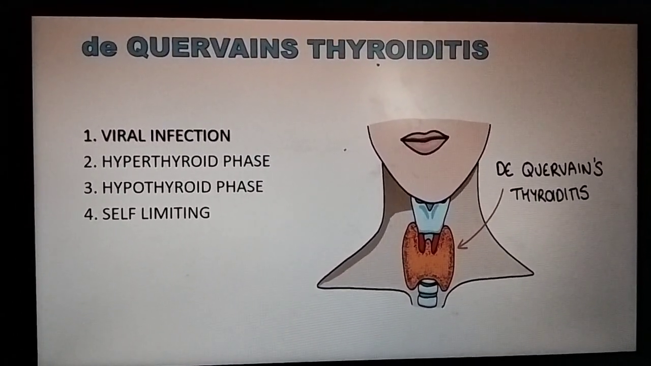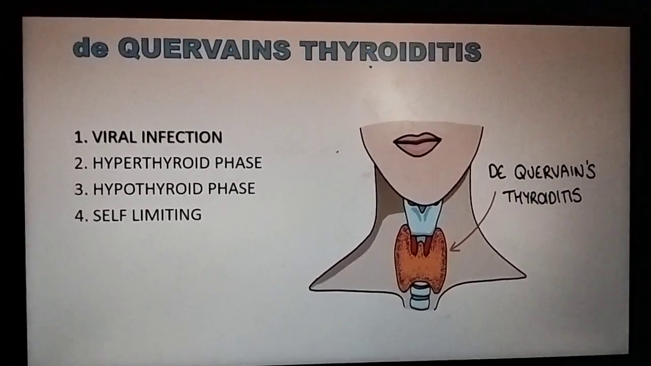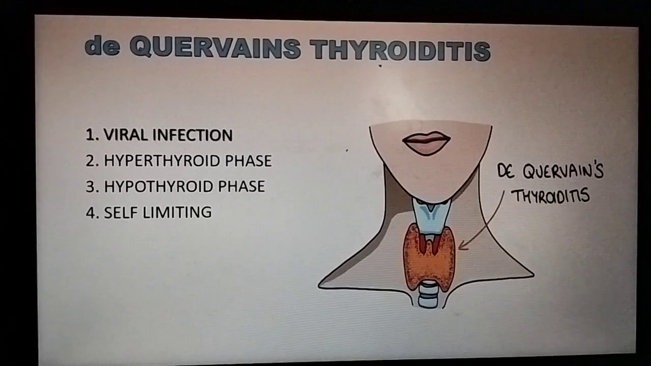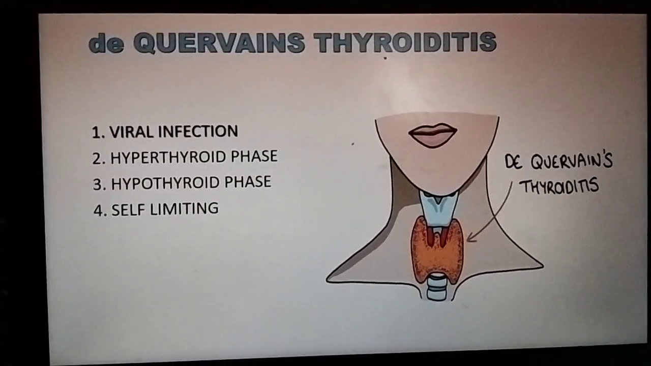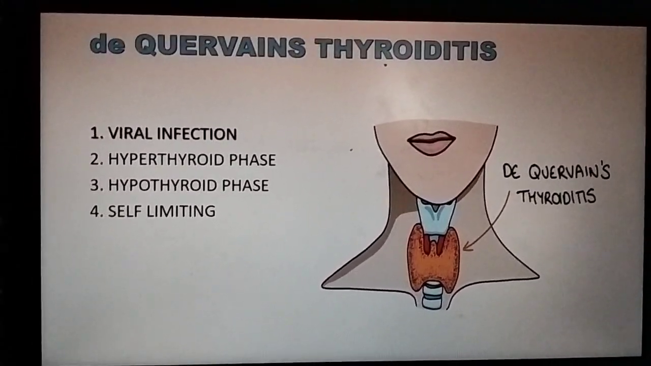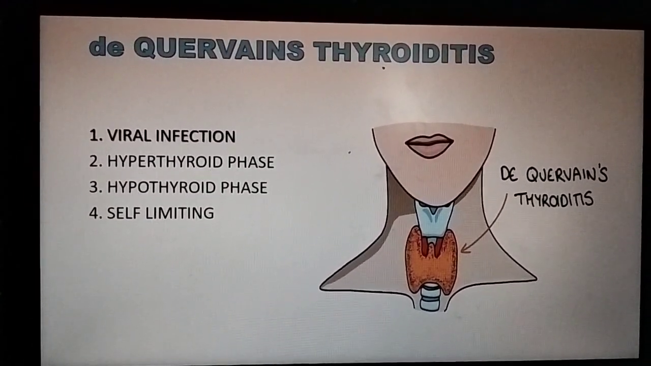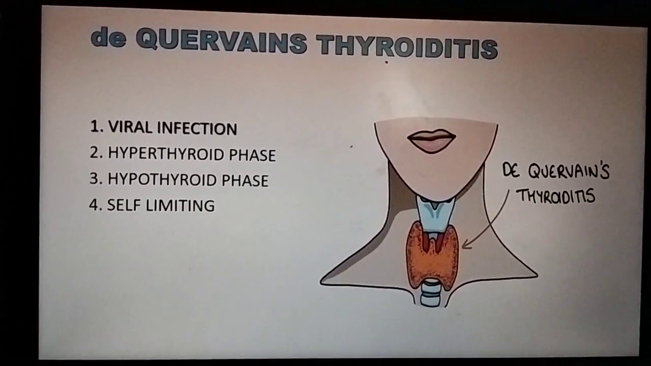This hyperthyroidism includes two phases: the hyperthyroid phase, followed by the hypothyroid phase, then the thyroid becomes normal level after testing, and it is a self-limiting disease. And some supportive care includes fever being treated by NSAIDs, and hyperthyroidism being treated by beta blockers.